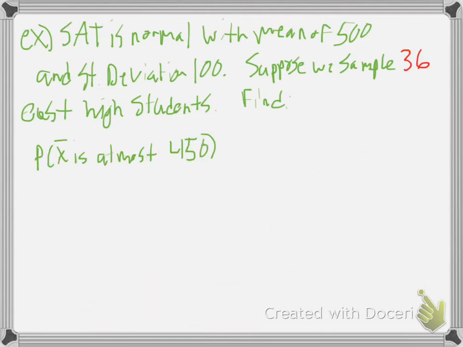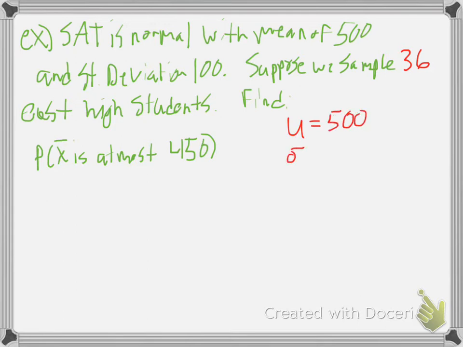Okay, for the second example, we're going to stick with the SAT. It has a mean of 500, standard deviation of 100, but also, let me check real quick. Also, we're going to sample 36 East High students instead of 25. So first of all, we want to find the probability that the sample mean of the 36 students is at most 450. Well, first we need to jot down the mean. That's the same as the population mean, 500.